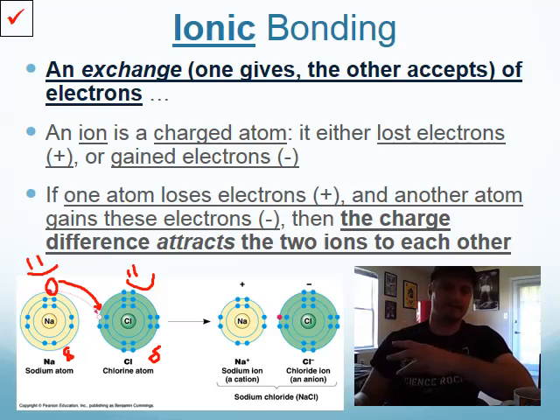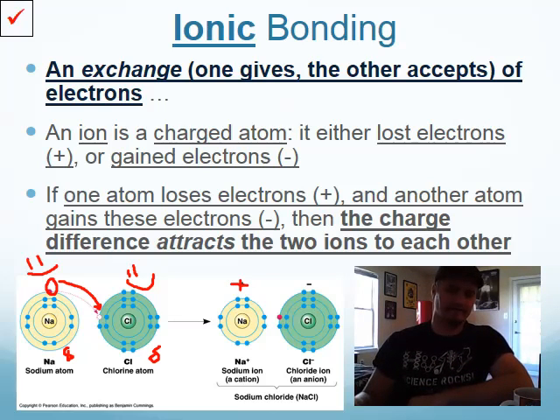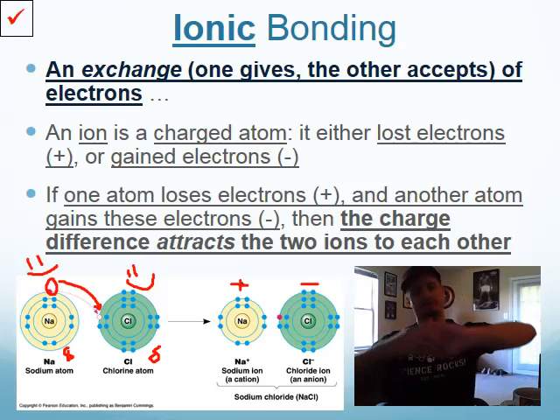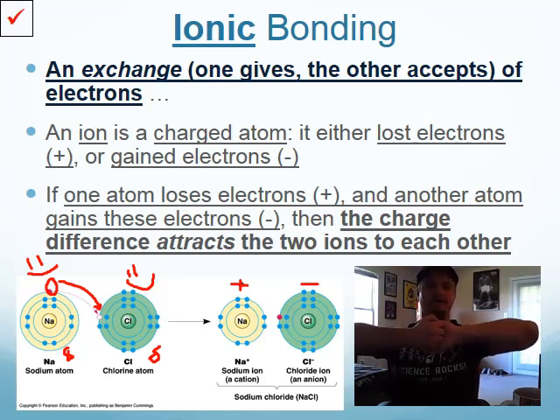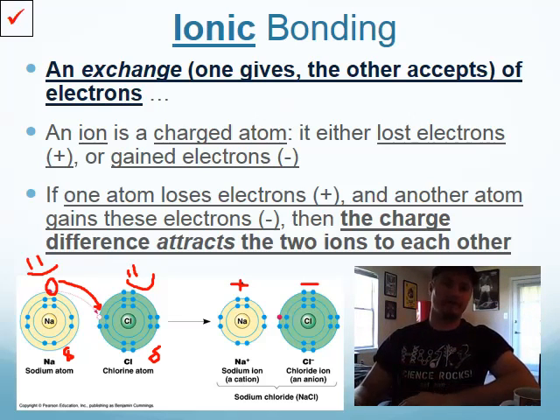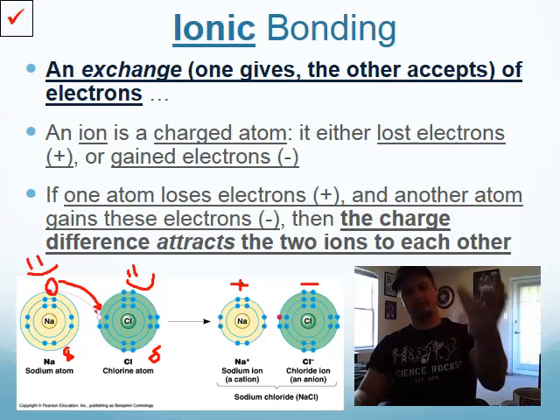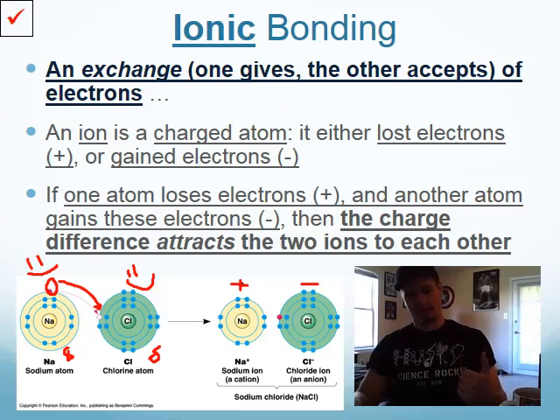However, since sodium lost an electron, that's going to make it positive, and since the chlorine gained an electron, that would make it negative. So the two would come together, positive and negative, forming a bond. So ionic basically means you're making an ion. You're giving one or receiving one. So you're either giving away an electron or receiving an electron.